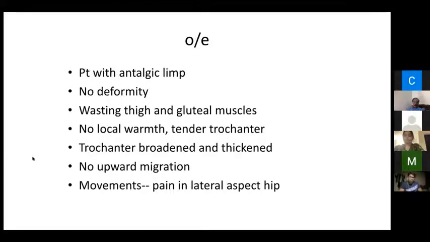All right. So with this, who is another person here? Who is there? Karthik. Yes, sir. You come on video now. So what do you think is the possibility from listening to this history and the clinical findings?